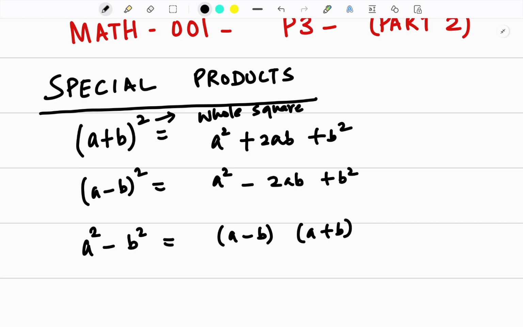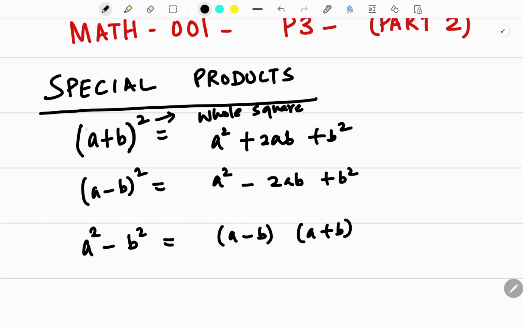You need to memorize these rules. (a plus b) whole square is a square plus 2ab plus b square. And (a minus b) whole square is a square minus 2ab plus b square. A square minus b square is (a minus b) times (a plus b). So these 3 rules are very important.